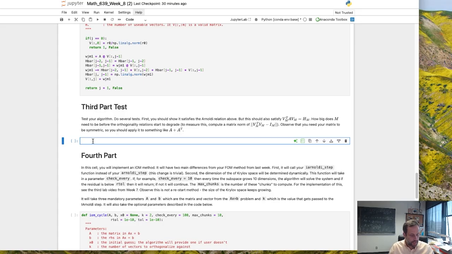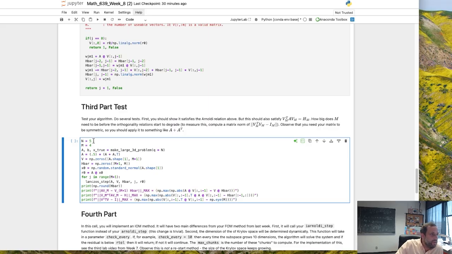So when we test it here, I'm testing it with n equal to 5, m equal to 4. Notice that for A, I'm doing 1/2 of A plus A transpose. This is going to give us a symmetric matrix. Not positive definite, but it will be symmetric. And then all of these other things here are just set up for running Lanczos's algorithm.